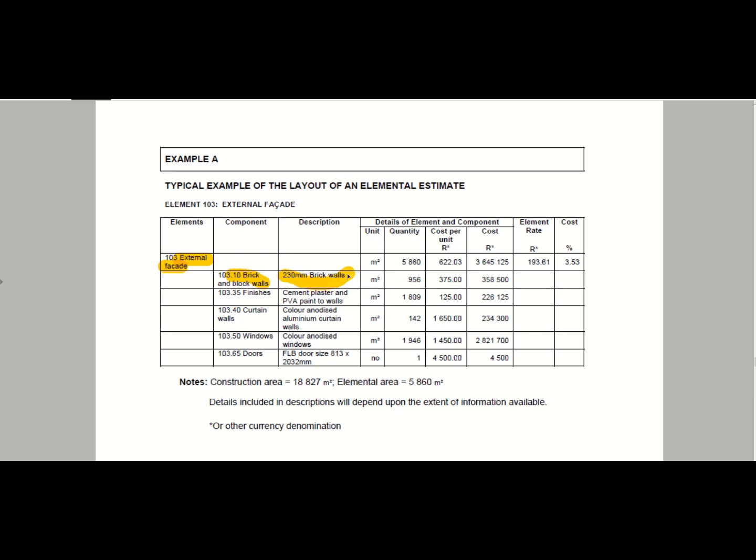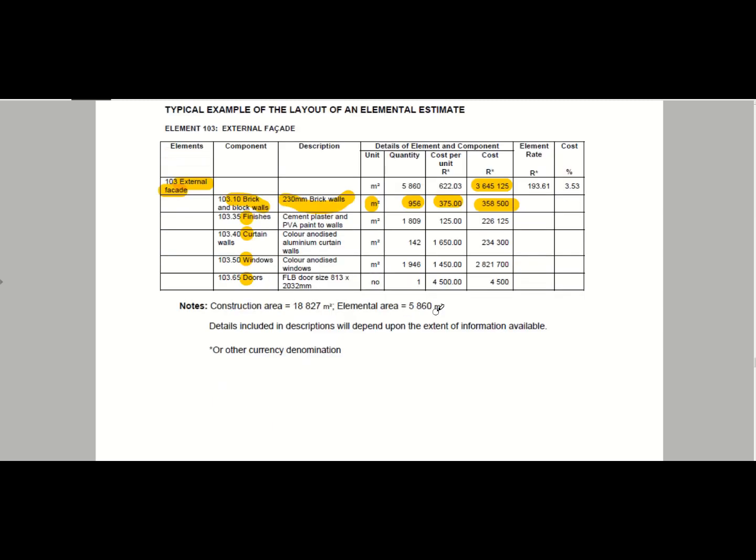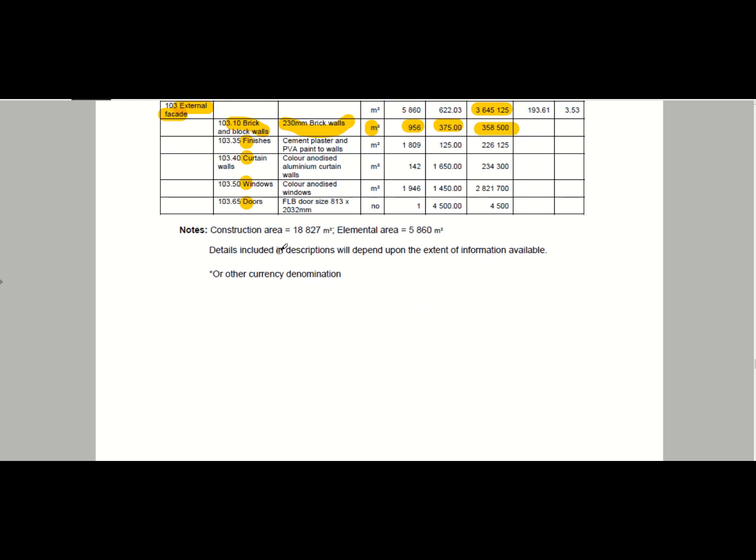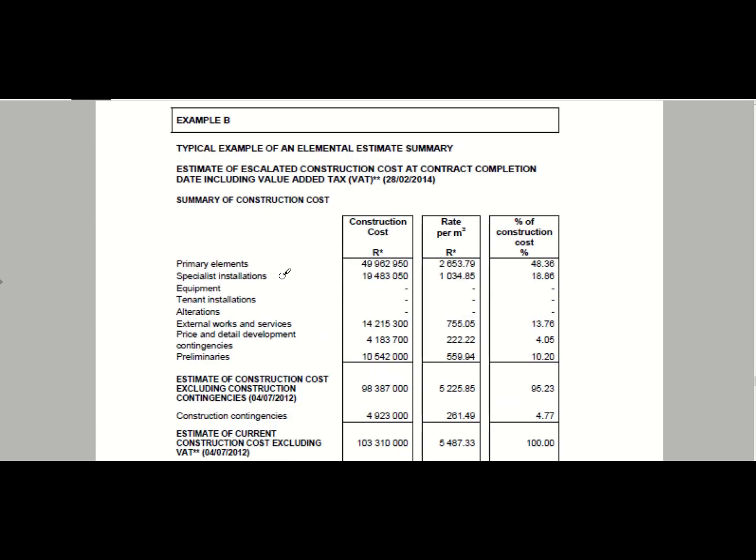Here's the description of the item. Here's your measurement. You will see it's measured in square meters as per your guideline, and then your cost rate for that, and you times that together to get that item. And then you've got your finishes, curtain walls, windows, doors, and all of that is then added up to your total area here. Okay, so this is just the example from the elemental guideline. Just going down further. Okay, here we go.